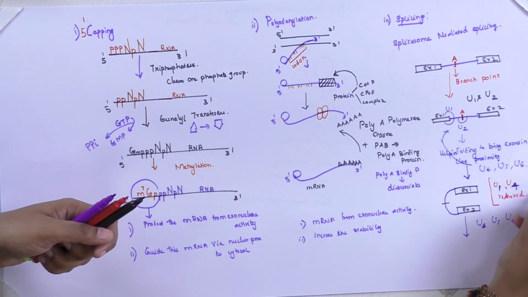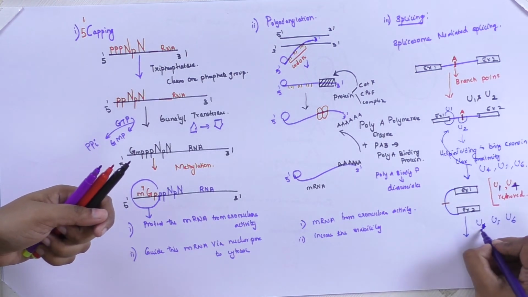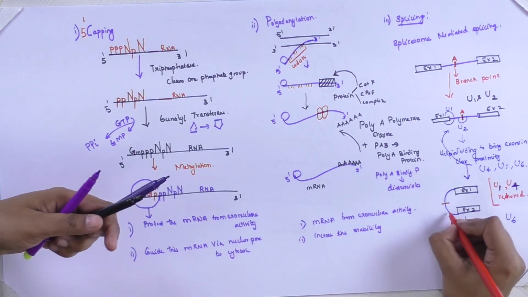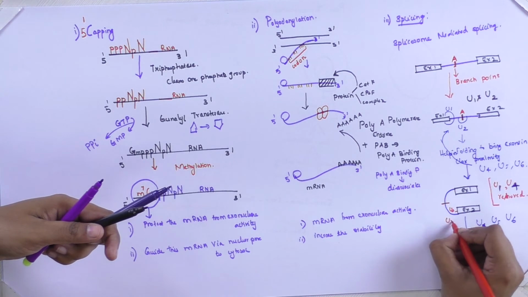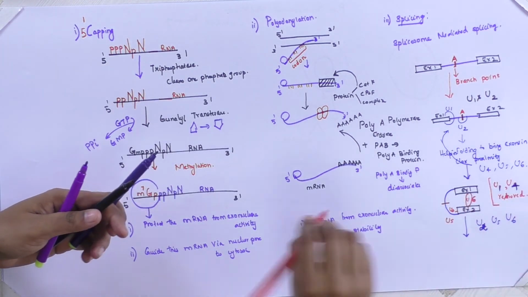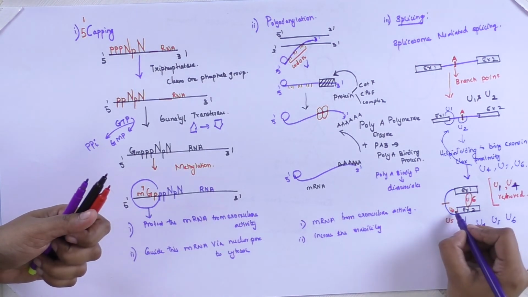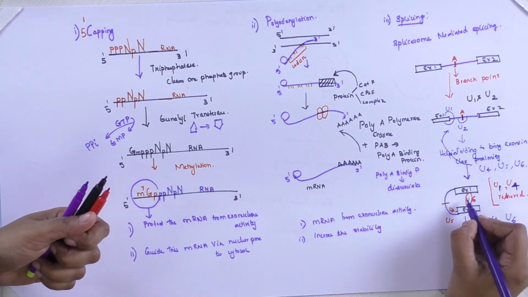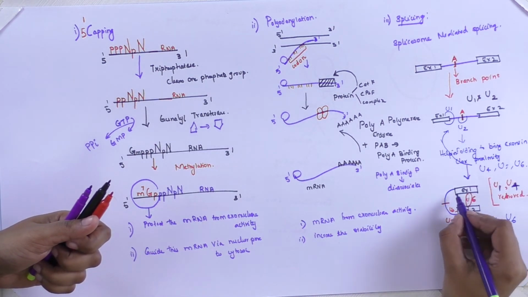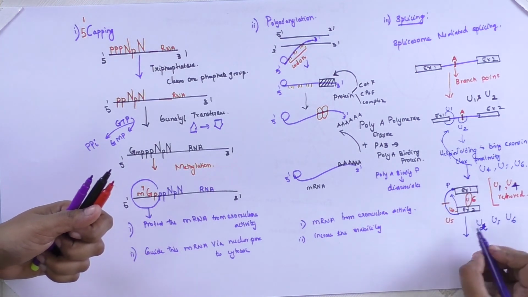So U1 and U4 are removed from the process. Next, what you have left is U2, U5 and U6. You can see U2 here, U5 here and U6 here. This U2 will attack the phosphate end and cleave. So here you will have a phosphate end, it is going to attack here and it is going to cleave.